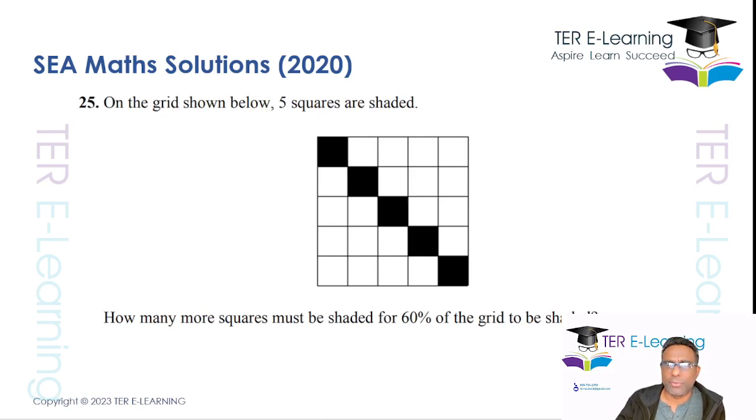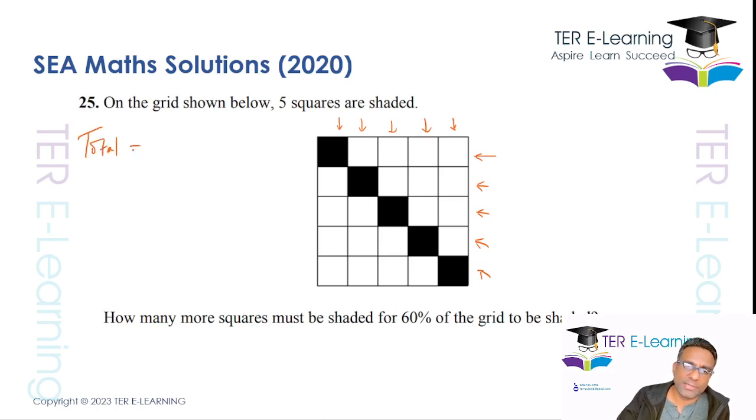Right, on the grid below, we have some squares shaded. How many more squares must be shaded for 60% of the grid to be shaded? Now, what we should do is look at the grid to figure out how many squares we have in total. So that's 1, 2, 3, 4, 5 that way, and then we have 1, 2, 3, 4, 5 as well. So therefore, you have a total of 25 squares, right?